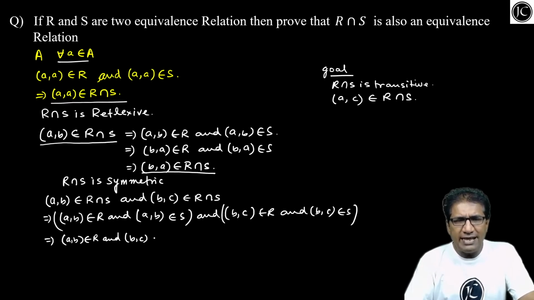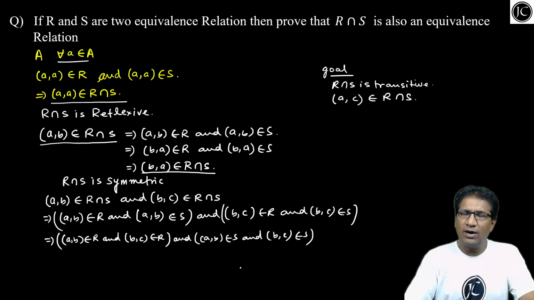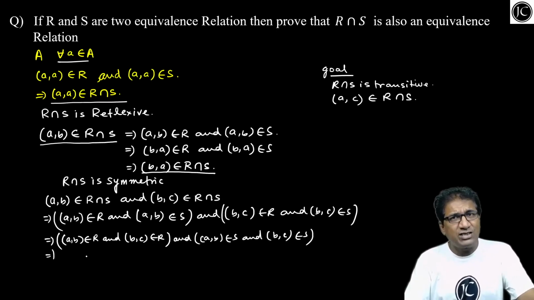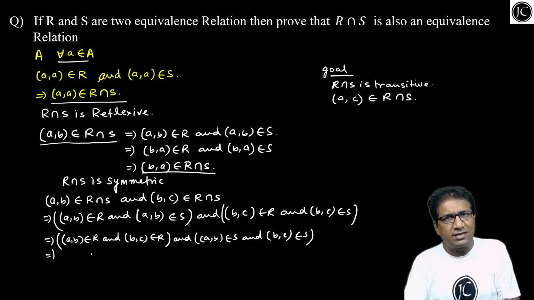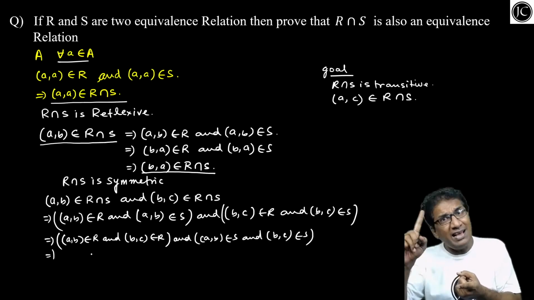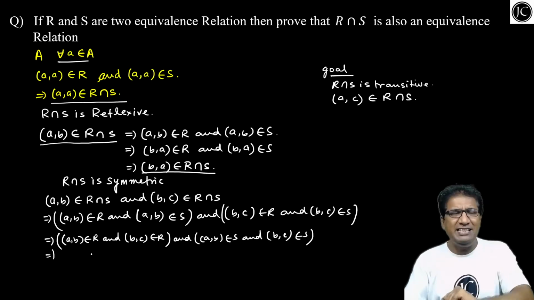B comma C belongs to R and A comma B belongs to S and B comma C belongs to S. Okay? So यहां से हम लोग क्या बोलेंगे? As R is transitive itself, because R is equivalence relation, so R तो transitive होगा, R भी होगा, S भी होगा, because S is also an equivalence relation. They have already mentioned in the question.